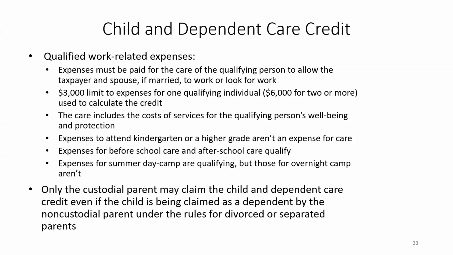As it says on the screen here, there are certain expenses that just don't apply. One example would be a summer camp: expenses for summer camp are qualifying, but an overnight camp isn't. So you think of that situation where someone drops off their kid at Camp Snoopy for a week, and they stay overnight. They do arts and crafts. That's not going to qualify for the Child and Dependent Care Credit.